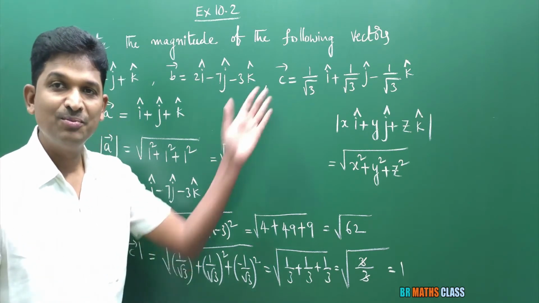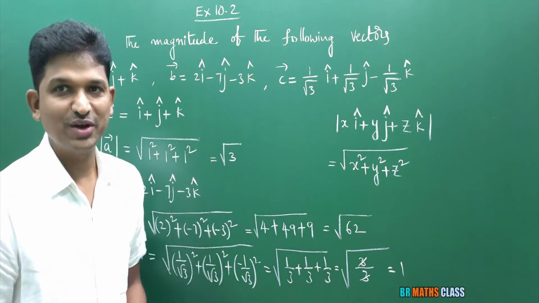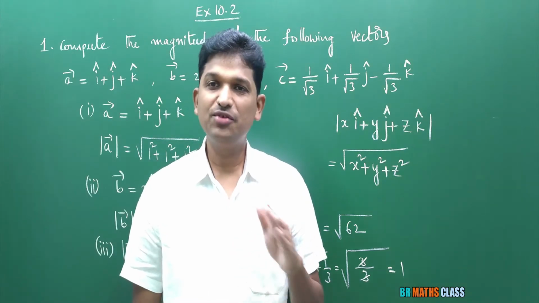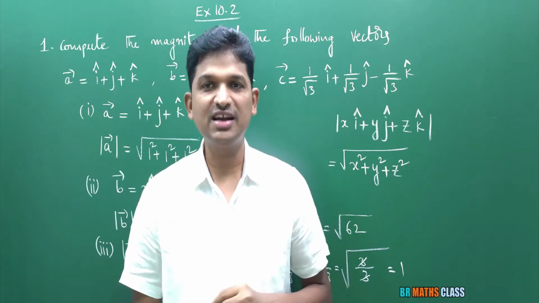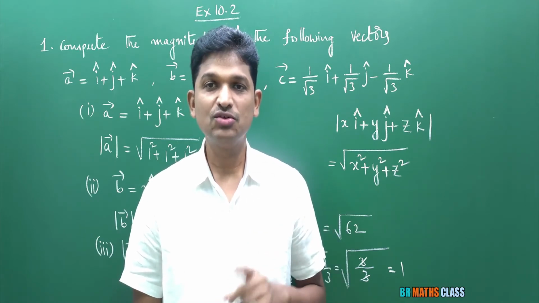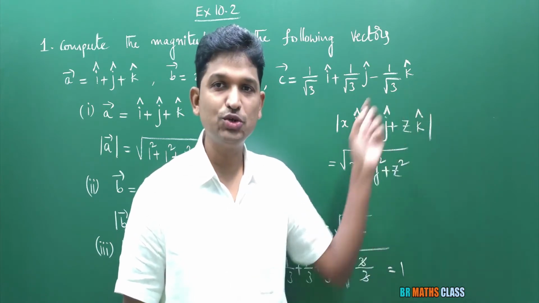And we know that if the magnitude of a vector is 1, we say that it is a unit vector. So this is a unit vector. Calculating the magnitude of a vector is important. Throughout this chapter, most of the time we will calculate magnitudes of the given vectors. So to calculate magnitudes of the given vectors, you need to know this formula.